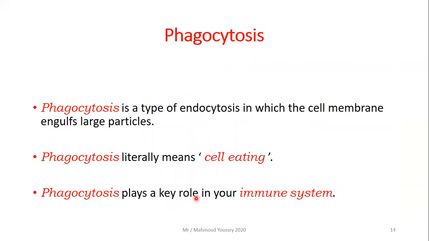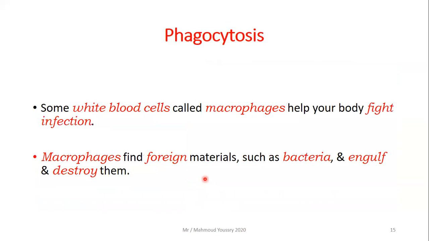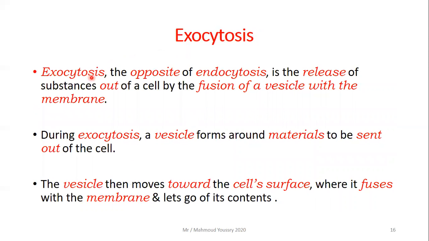Phagocytosis plays a key role in your immune system. Some white blood cells are called macrophages. Macrophages help your body fight infection. They find foreign materials, such as bacteria, engulf them, then destroy them using enzymes. So this is endocytosis. Let's talk about exocytosis.